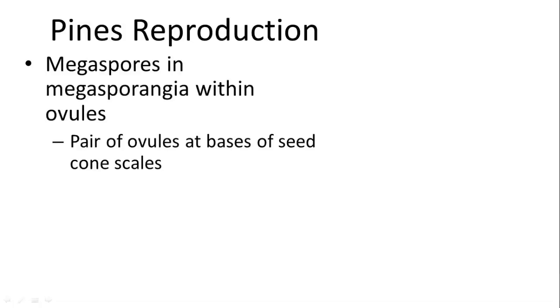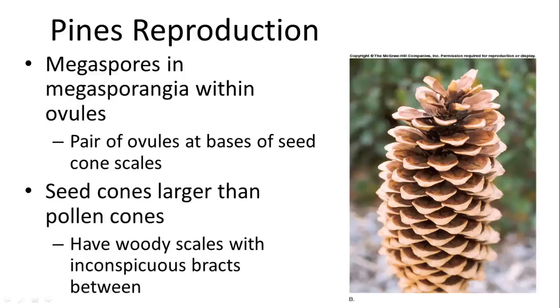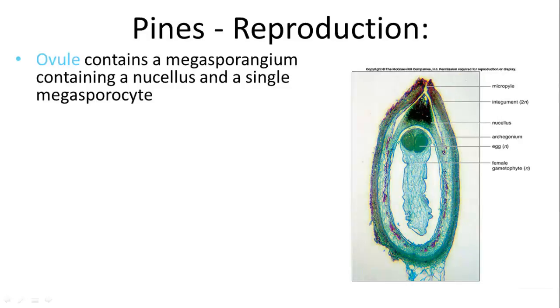The megaspores in the megasporangia are within ovules, and they have a pair of ovules at the base of the seed cone scales. So seed cones are larger than pollen cones. These are the female types. And they have woody scales with inconspicuous bracts between them. So this is a female cone.